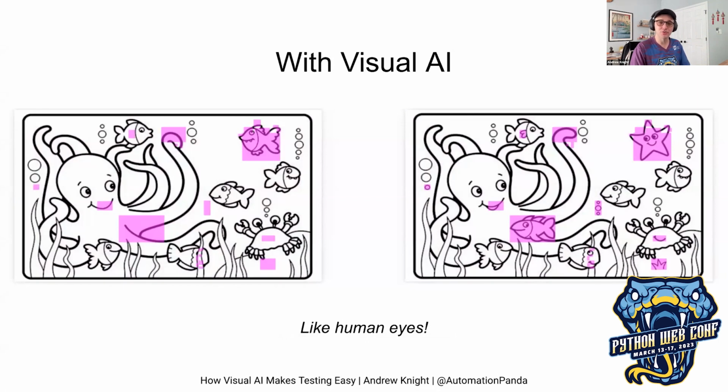Instead, visual AI is trained to look at images like human eyes. It highlights meaningful differences despite shifts and skews. The term AI in visual AI simply refers to all the machine learning algorithms under the hood that perform these visual comparisons.